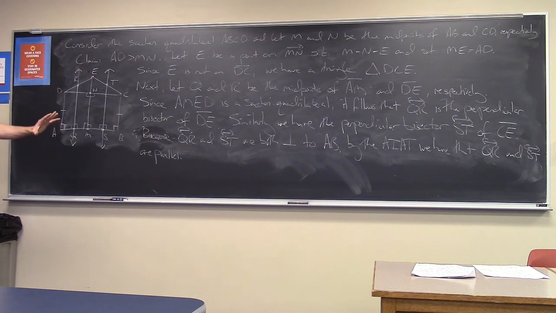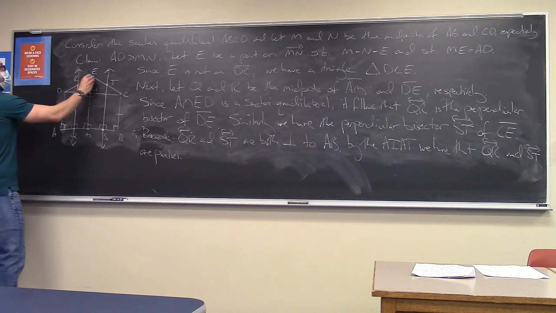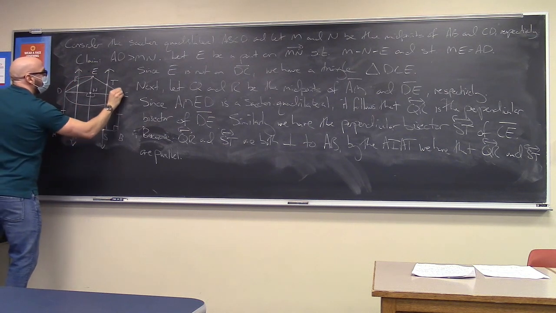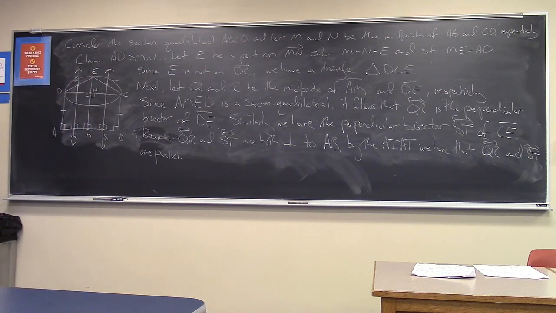Well, it's not a contradiction. I haven't actually assumed anything to come up with a contradiction. But what it does tell me is that, well, suppose I could circumscribe this triangle, EDC. Suppose I could somehow do that. Where would the center be?